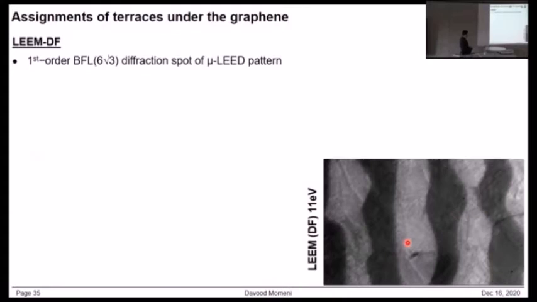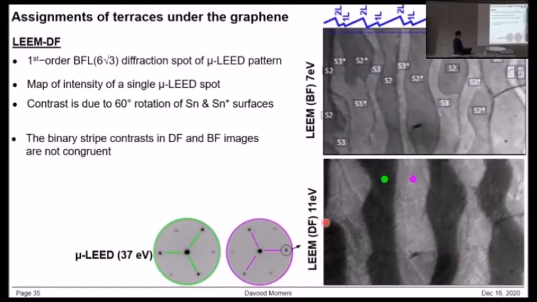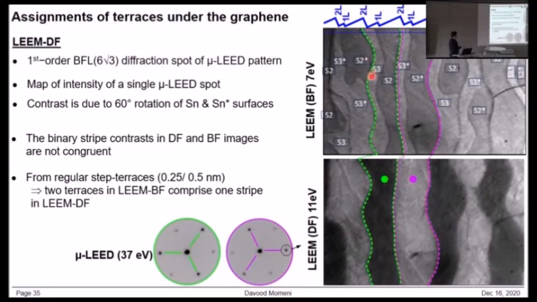Again, you see a kind of binary contrast, which arises from the 60-degree crystal rotation, as can be seen from these macro-LEED images of the sample. Now let's compare this LEEM bright field and LEEM dark field. You see that the frequency of this contrast is different from the LEEM bright field. If you have a closer look, you can see in the regular step pattern of 0.25 and 0.5 nanometer, each contrast in LEEM dark field comprises two contrasts in the LEEM bright field.